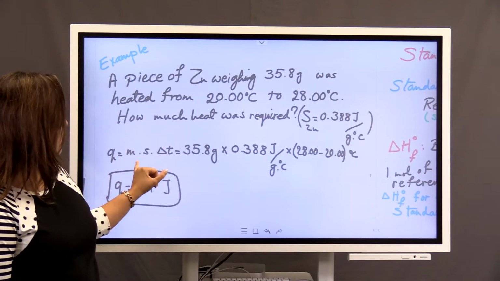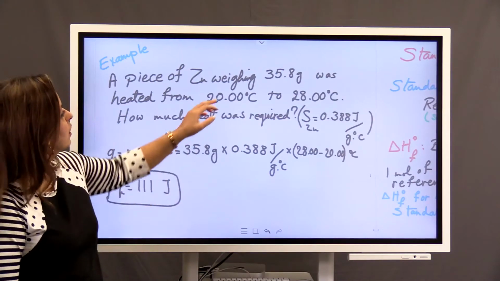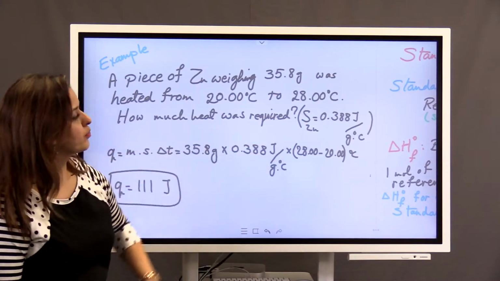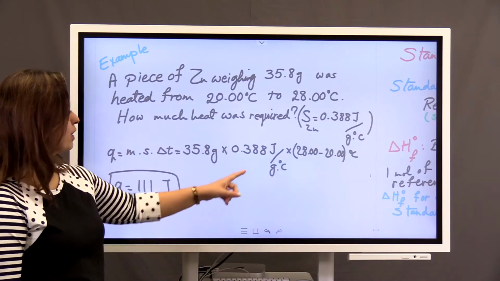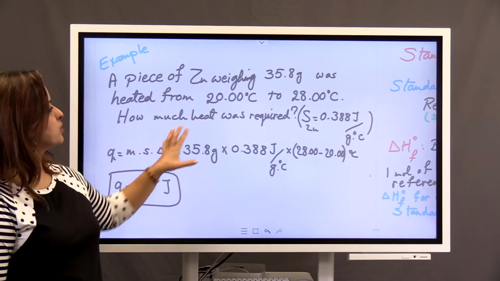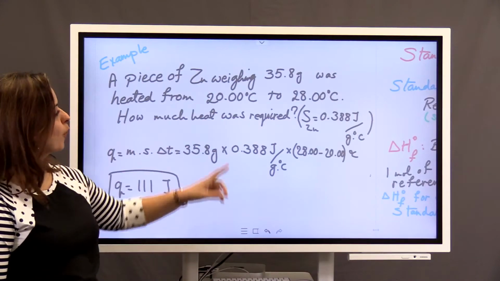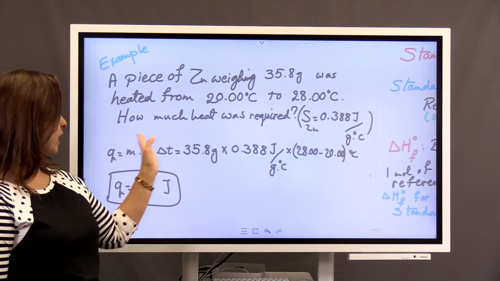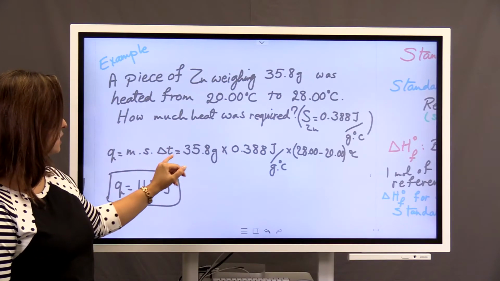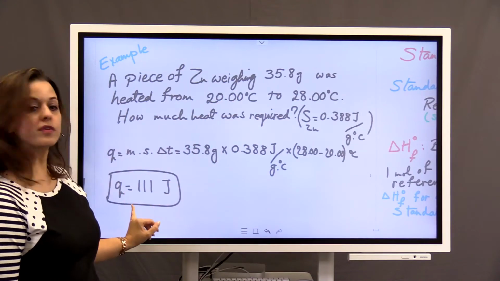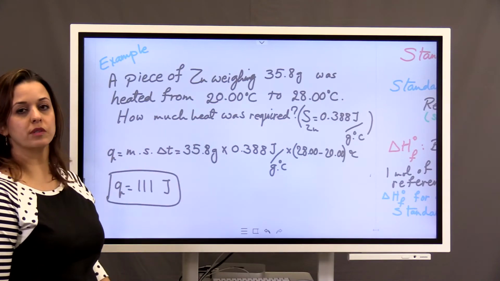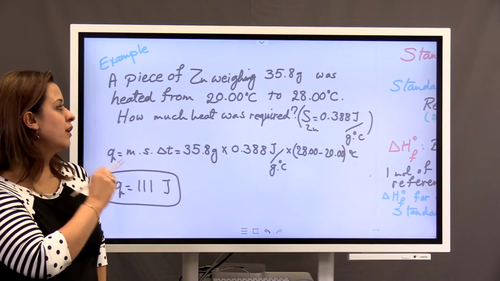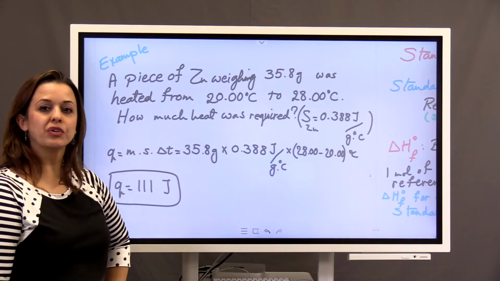So Q is ms delta T. What was mass? The given mass is 35.8 grams. Specific heat is given 0.388 joules per gram degree Celsius. What is the temperature change? Temperature changes from 20 degrees Celsius to 28 degrees Celsius. So that temperature change is 28 minus 20, which is 8. Calculate it, and with 3 significant figures that you need, you round it off to 111 joules. That's the amount of heat needed to raise the temperature of this much of zinc for 8 degrees Celsius.